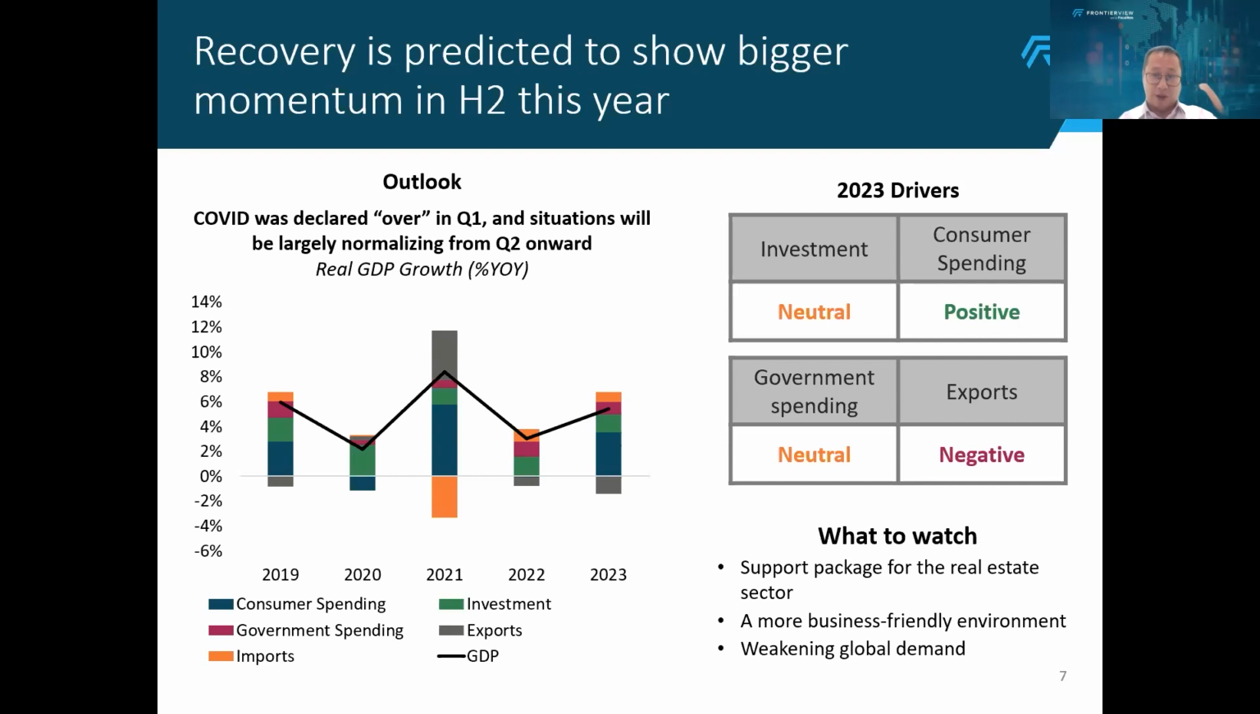Now, as the year progresses, we've listed out a couple of things to watch, because how they develop are going to have a pretty big impact on how China recovers this year. Number one, real estate sector support package. We'll delve into this topic a little bit deeper later on, but this is important because it's just so huge in China's economy.